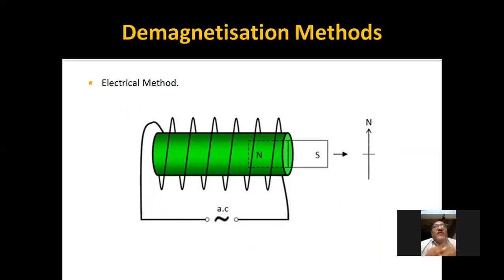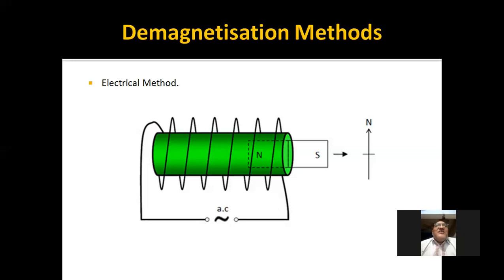We have a solenoid and put the solenoid in the east-west direction. And what you do, you put the permanent magnet in the solenoid, and with the help of the alternating power supply you supply current to the solenoid, and then very gently and slowly remove the permanent magnet from that solenoid in the east-west or west-east direction. So what will happen? It will lose its magnetism.